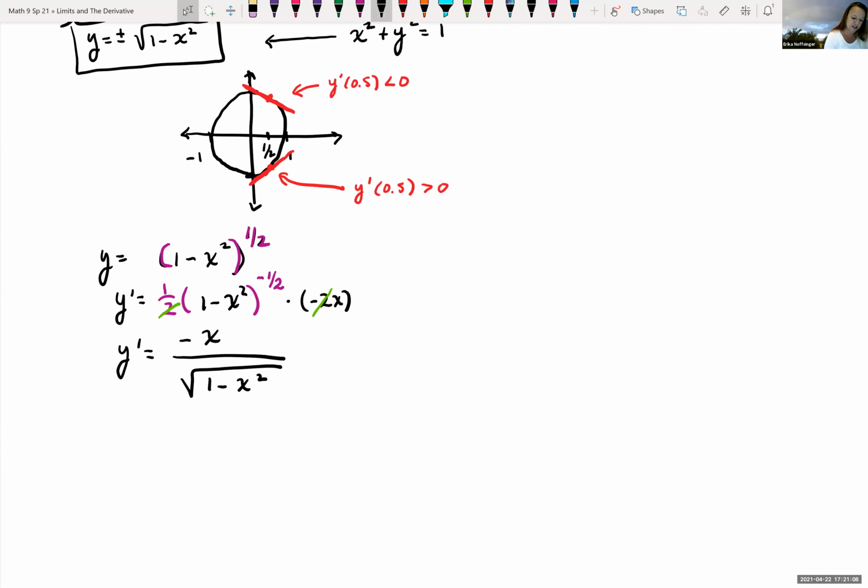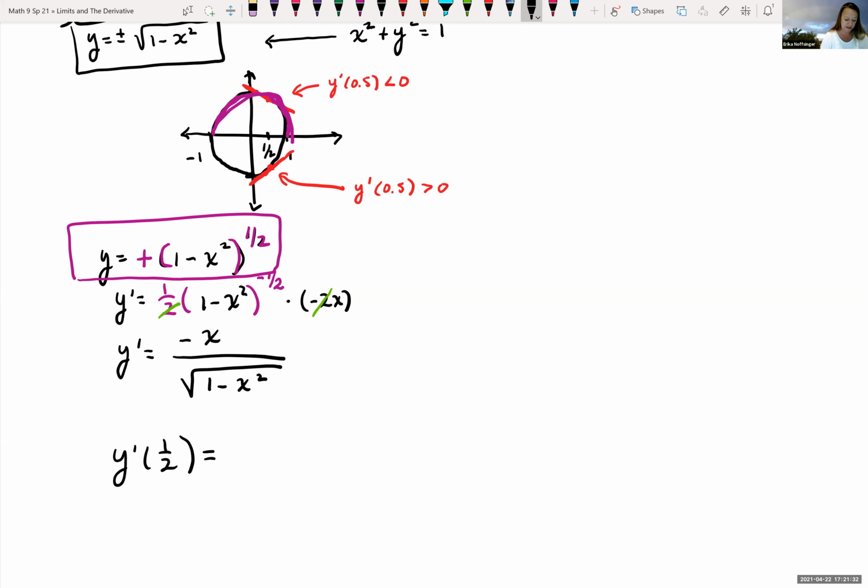So the piece of the function that we were just looking at, if you graph this, is just this piece on top. It's this semicircle on top because I have the positive in front. And so if we looked at what was happening at 1/2, so y prime of 1/2, plugging it into this function, we can find out what our slope is. So we have -1/2 all over the square root of 1 minus 1/2 quantity squared.